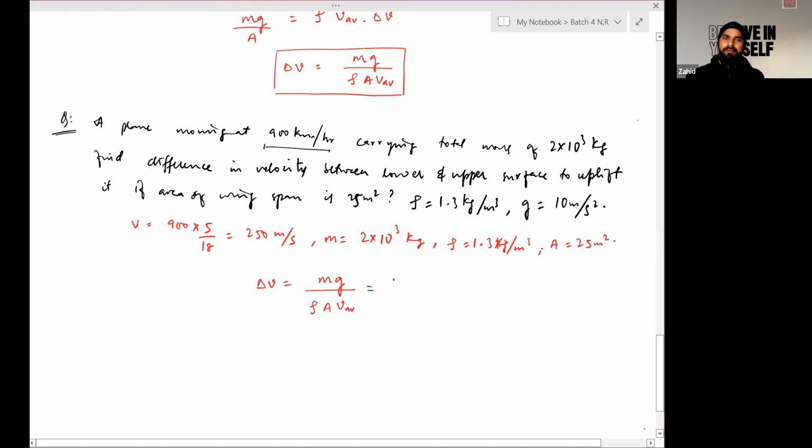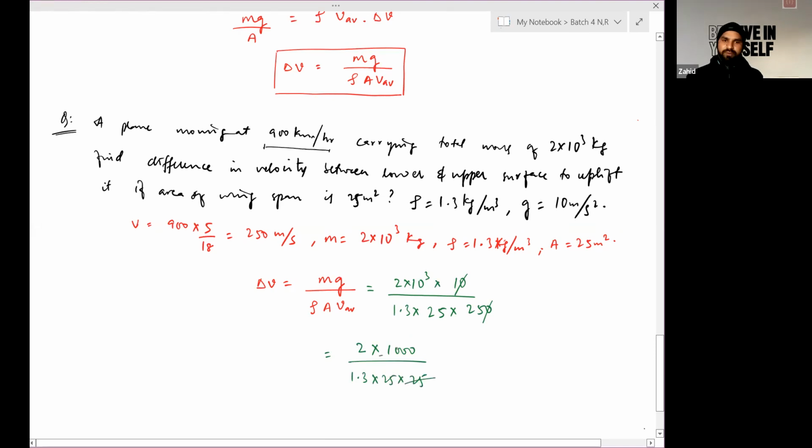Let me solve. Mass is 2 into 10 to the power 3. Gravity is 10. Divide by density 1.3. Area of wing is 25 and velocity is 250. So this 0 and this 0 will cancel out. So you can expand this 2 into 1000 divide by 1.3 into 25 into 25.